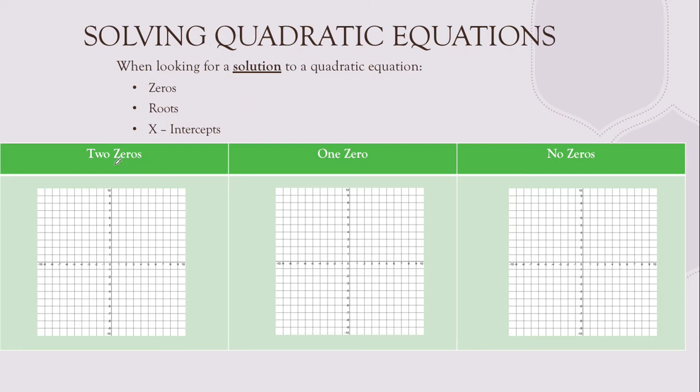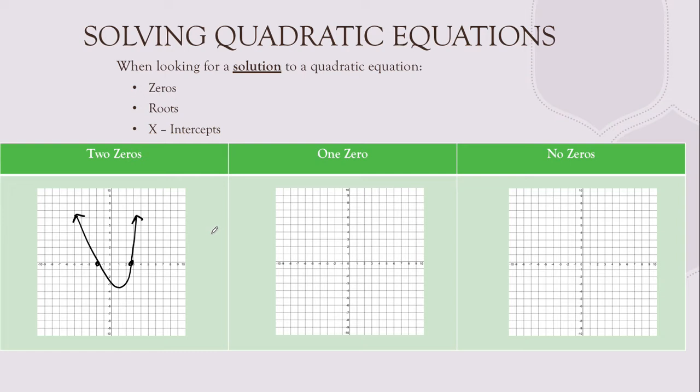So what does a graph look like that has 2 zeros? What does a quadratic graph look like that would have 2 zeros? Well, it could look something like this. Why does that have 2 zeros or 2 solutions? Because it's passing through the x-intercept, right, twice.